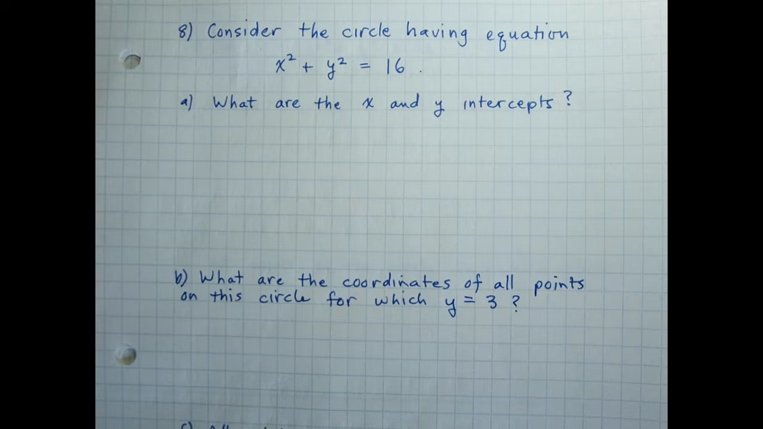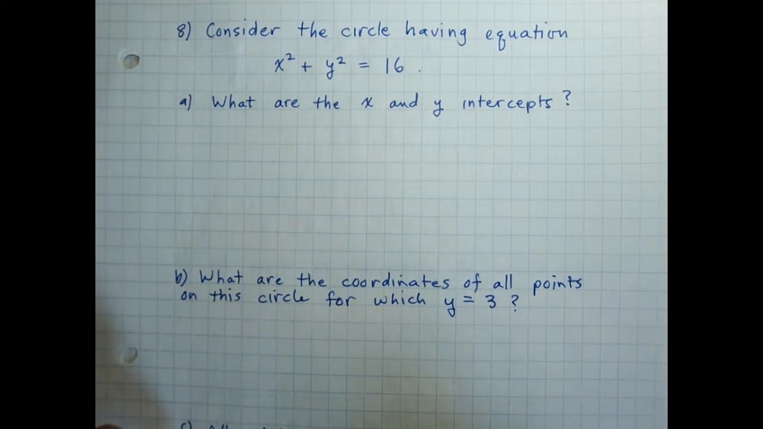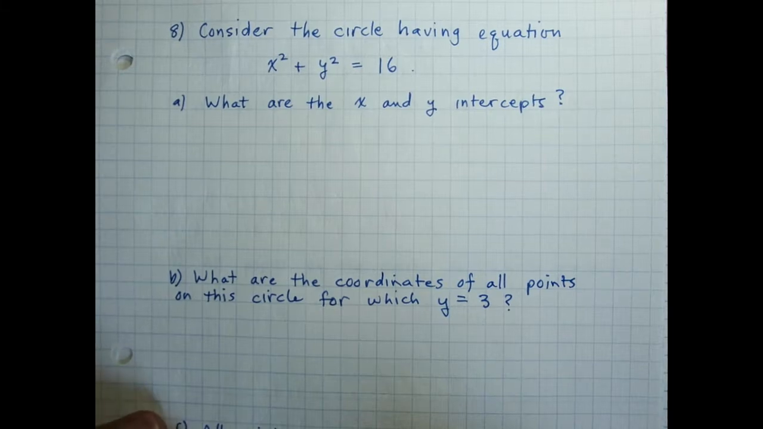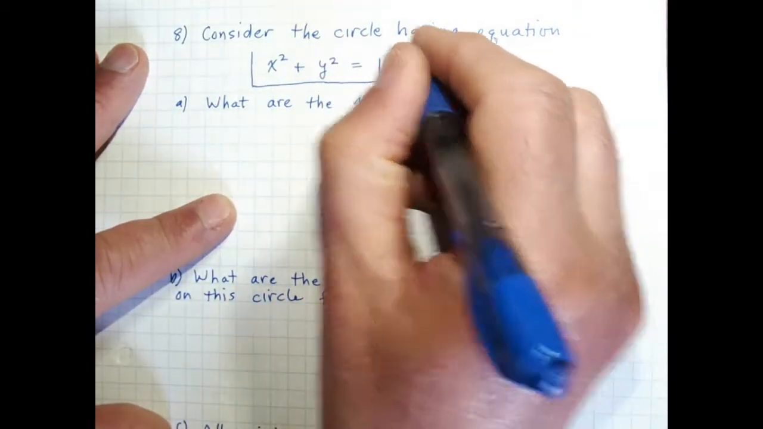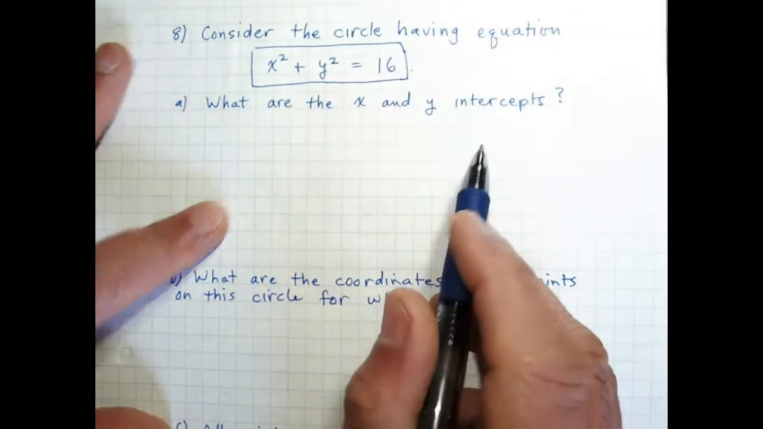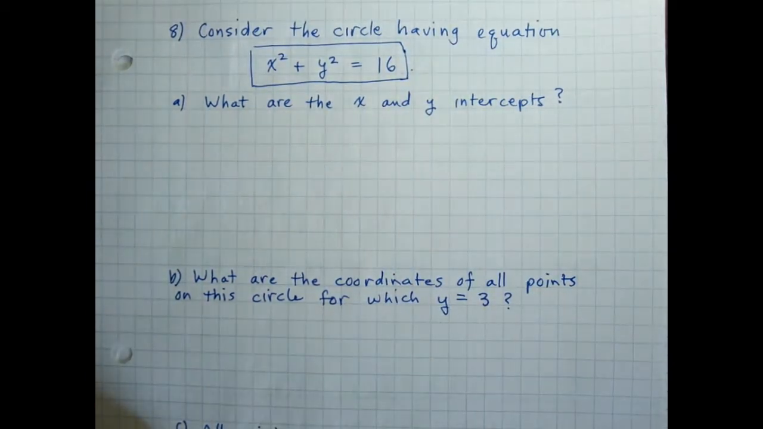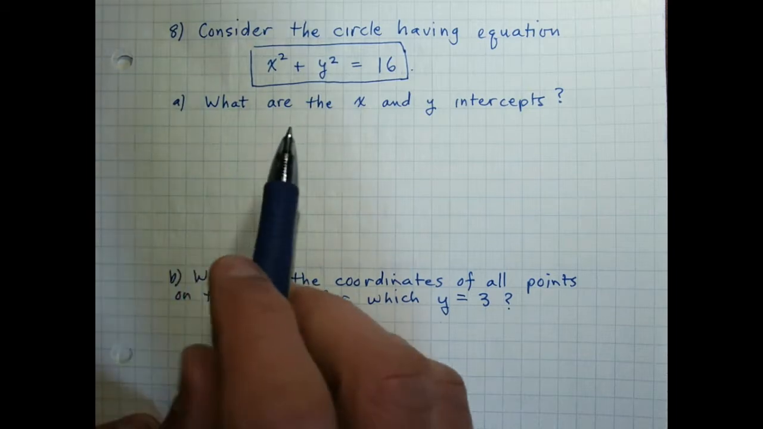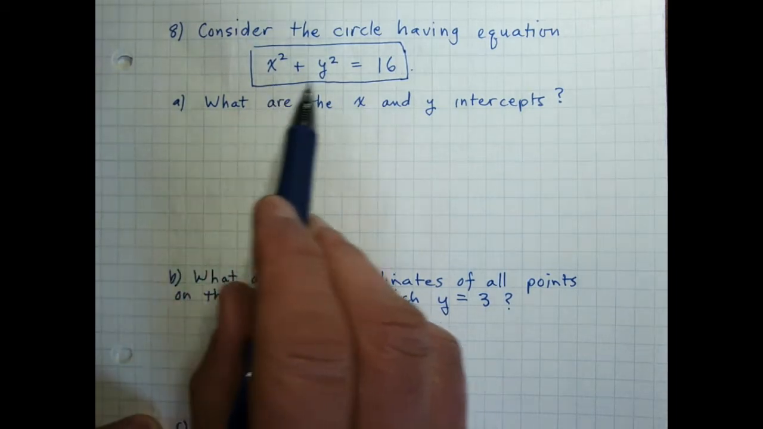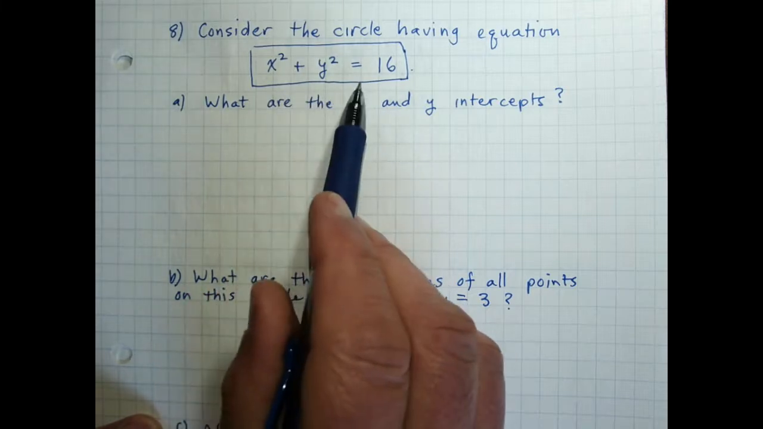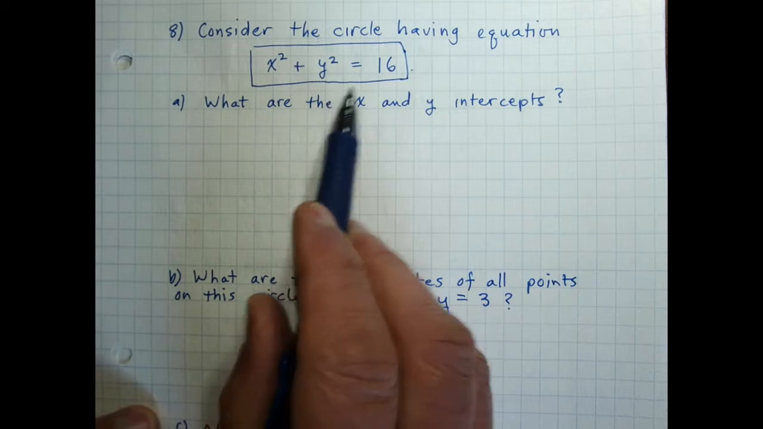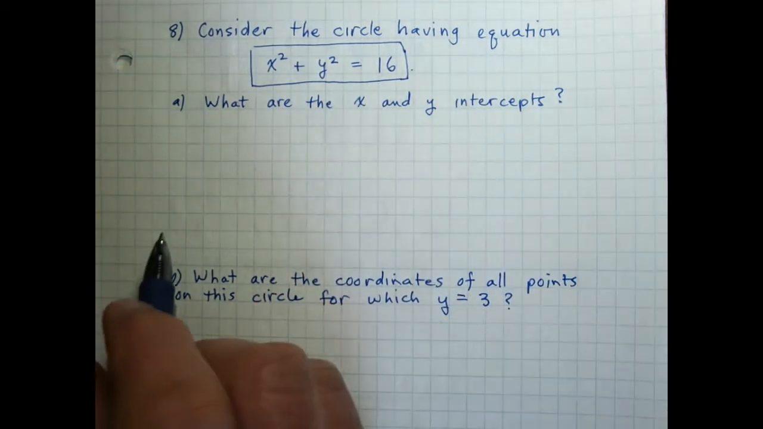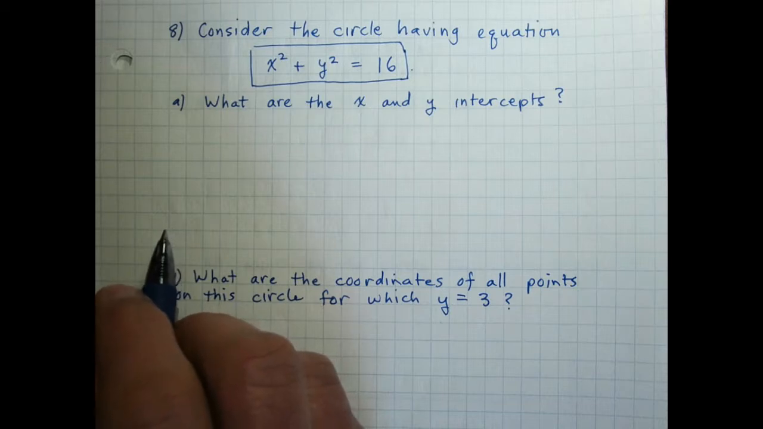So we're continuing on with our circle exercises, and our next exercise is number 8 from the handout. We're looking at a circle with this equation, x squared plus y squared equals 16. And we want to know what are the x and y intercepts and a whole bunch of other information. Before we start part A, you should be able to just look at this equation and see that it's a circle centered at the origin, 0, 0, and the radius is going to be the square root of 16, which is 4. So radius 4 centered at the origin.